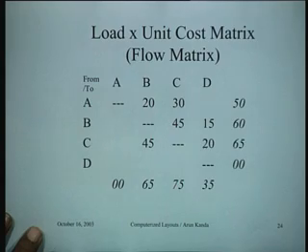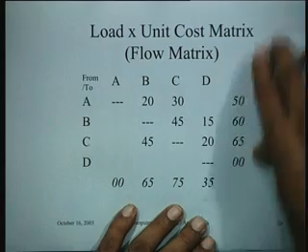Incidentally, for this problem, we have to construct the flow matrix only once, right? We have to construct the flow matrix because it summarizes information pertaining to how much flow is taking place between all pairs of departments, and we have a 4x4 matrix which summarizes this information.